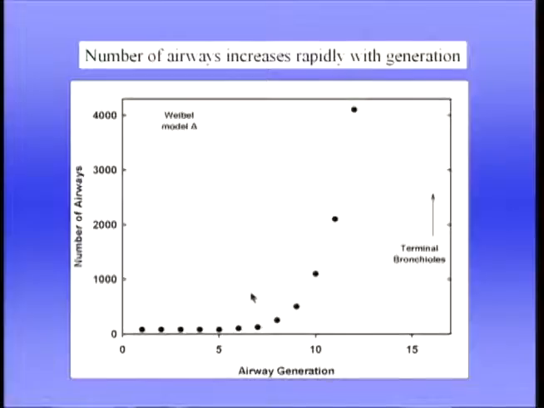Again, those of you with a mathematical turn of mind may see that really all we're saying here is that the number of airways is equal to 2 to the power n, where n is the airway generation, because each airway divides into 2 daughter airways. The airways undergo dichotomous branching, as it's called. At any event, don't worry about that. The important thing is that there is a very large number of very small airways.